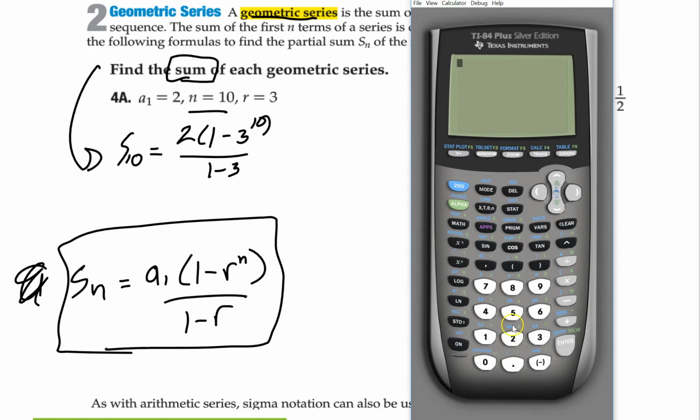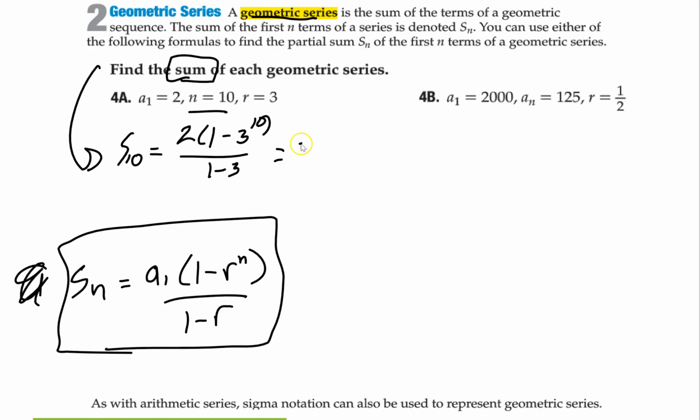So here we are, right? I'm going to put alpha y equals, this makes it easier for me, 2 times (1 minus 3 to the 10th power), all over 1 minus 3, which is negative 2. And I get 59,048. There you go.